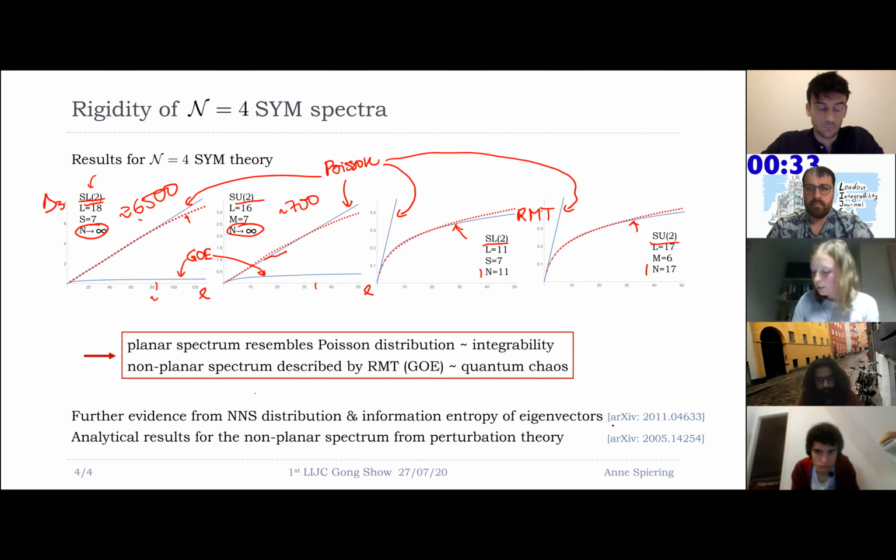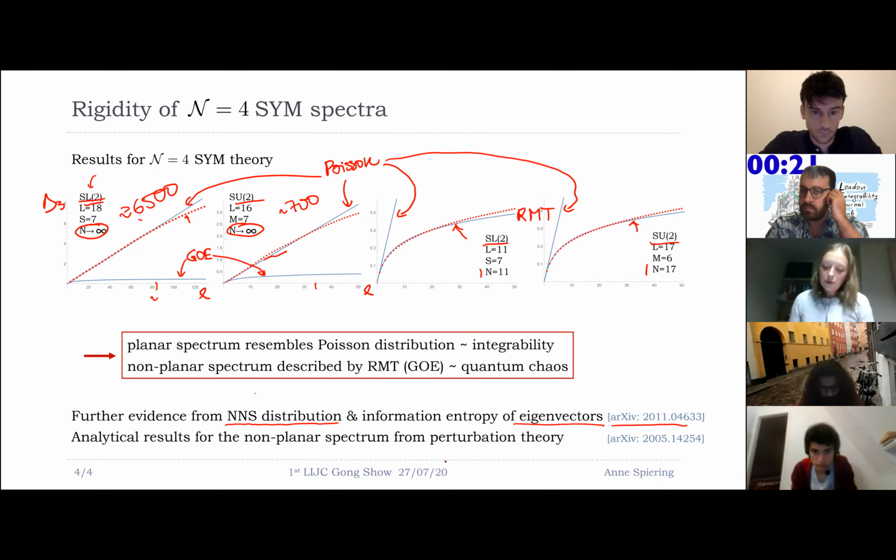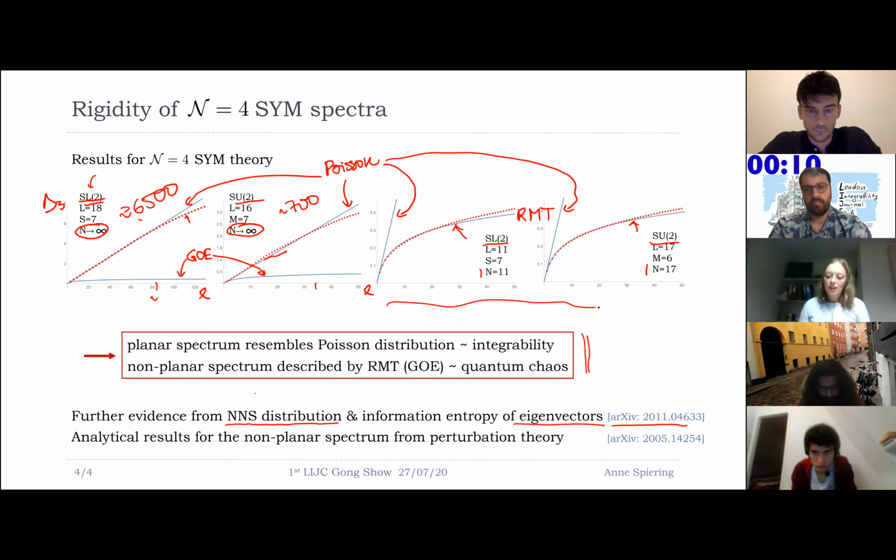And so in this paper from 2 weeks ago, we looked at the spectral rigidity, but we also looked at the nearest neighbor spacing distribution, and we also looked at the statistics of the eigenvectors, so not the eigenvalues, and also there we found exactly these conclusions. And then the question is, of course, well, this looks very generic. How is there any chance for getting the scaling dimensions still? And of course, the hope is that we can use the integrability of the planar limit to get the non-planar spectrum using perturbation theory. And this is what we did in this paper here from a couple of months ago.